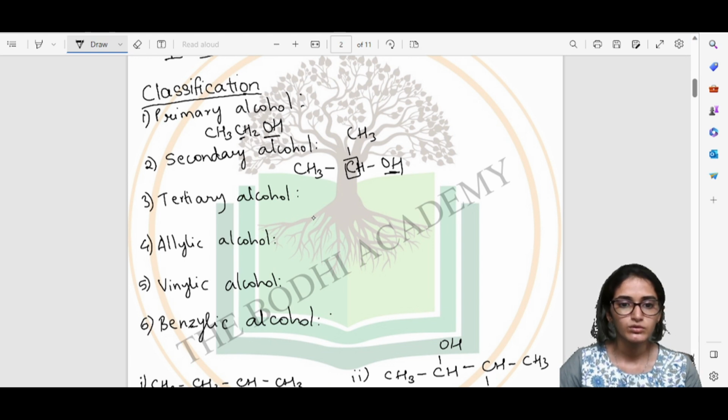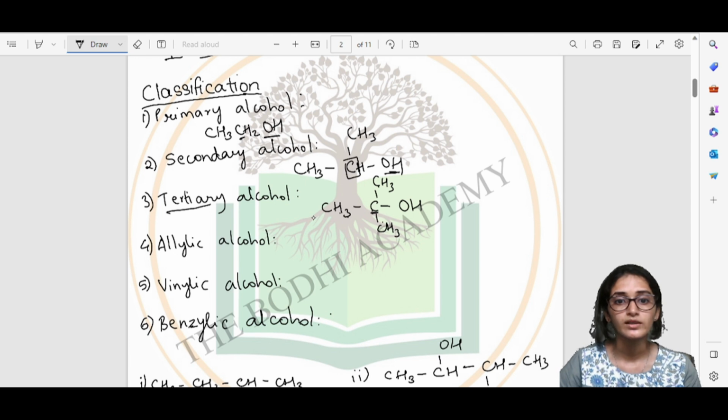Then we will go to the tertiary alcohol. Now you all have some idea how to write the primary, secondary and tertiary alcohol according to the groups which are attached. The OH is attached to this carbon and this carbon is further attached to three more carbons. So that's why the name here will be tertiary alcohol. These are the examples of primary, secondary and tertiary alcohol.